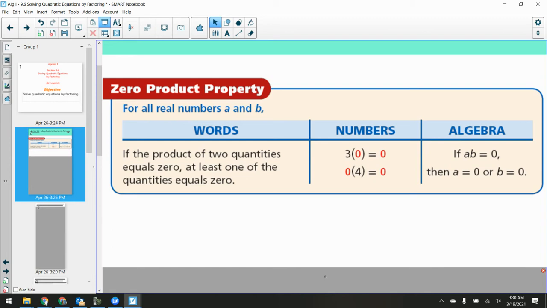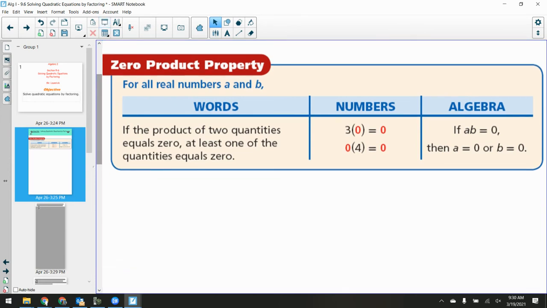The zero product property says that if the product of 2 quantities equals 0, at least one of those 2 quantities must have been 0. What does it mean when I say product? What's the operation? Multiplication, right? When I have 2 things that are multiplied together, if one of those 2 things was 0, obviously the result must be 0.